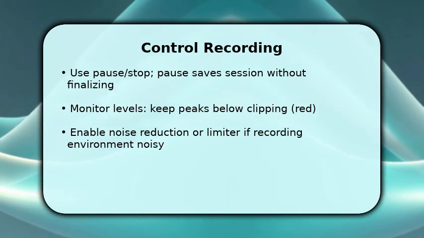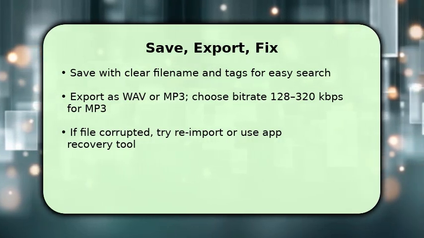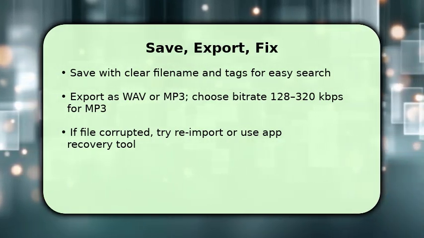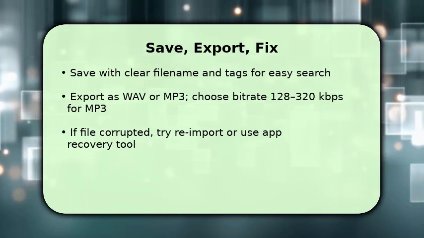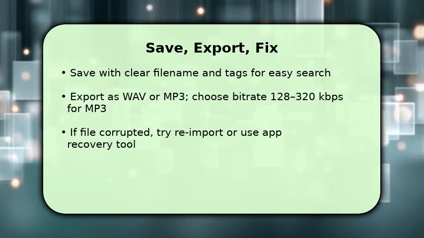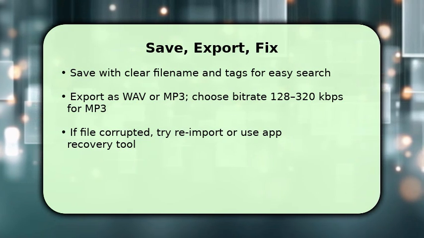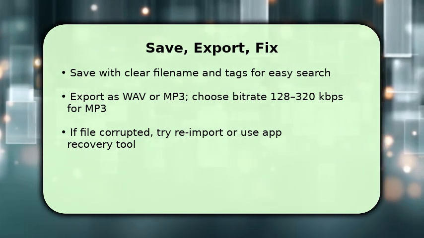You finish by saving the file with a descriptive name and optional tags so you can find it later. Then export in the format you need. Choose WAV for editing fidelity or MP3 at 128/320 kbps for sharing versus smaller file size. Make sure to back up important recordings to cloud or external storage.